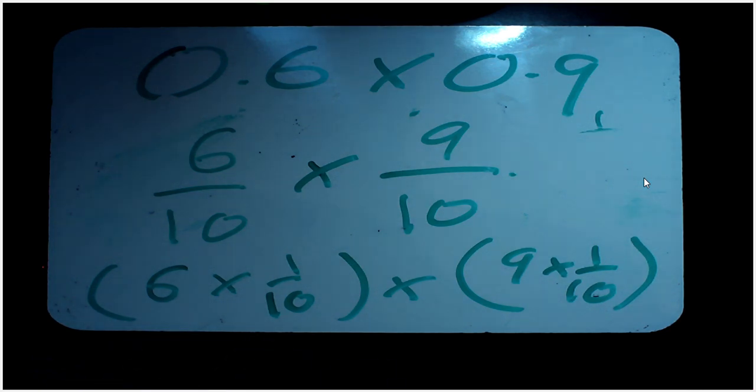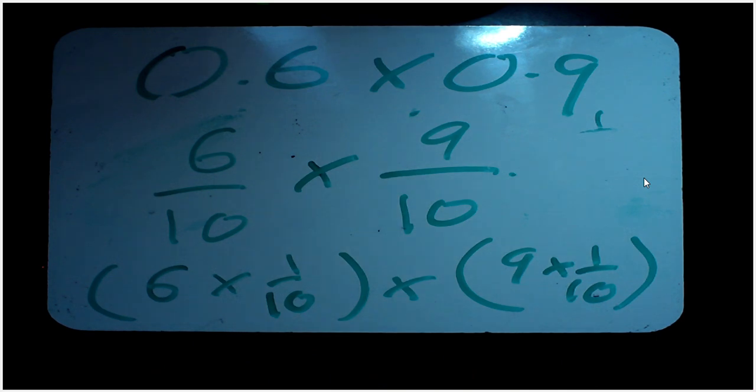Do not allow it to cause you anxiety by looking at that and saying, what is that? Why did he do that? This is just a way to show you, again, the place value and how you can use these properties. So I have now broken this apart, these 6/10, simplified it to 6 times 1/10 and 9 times 1/10.